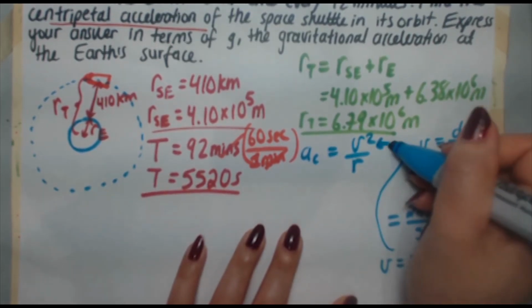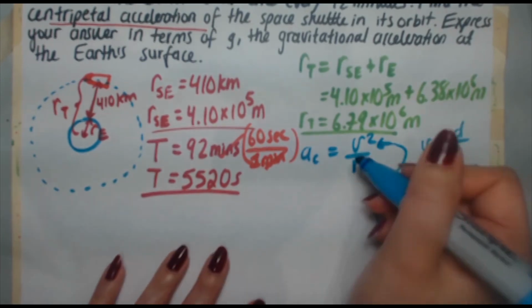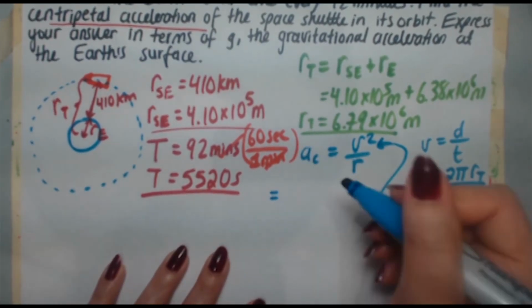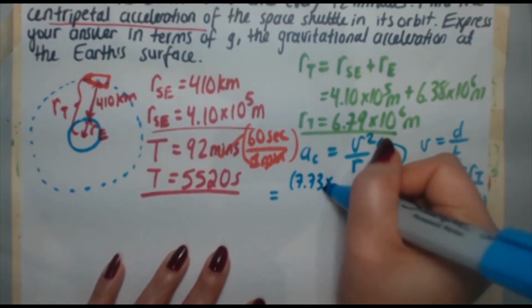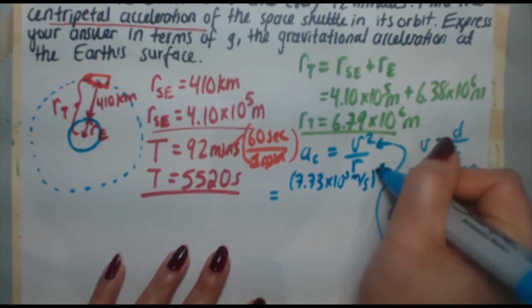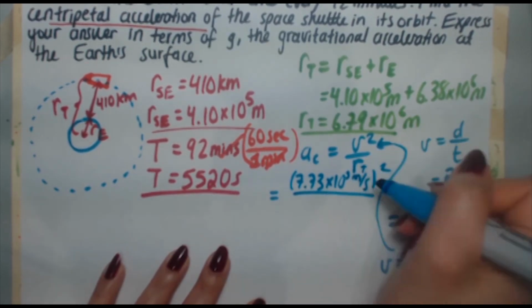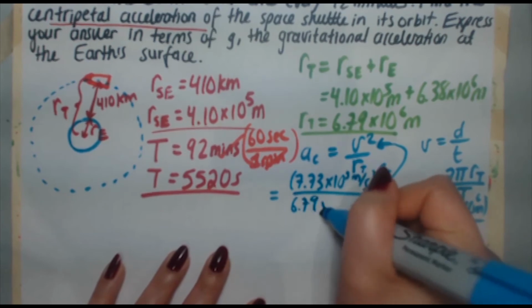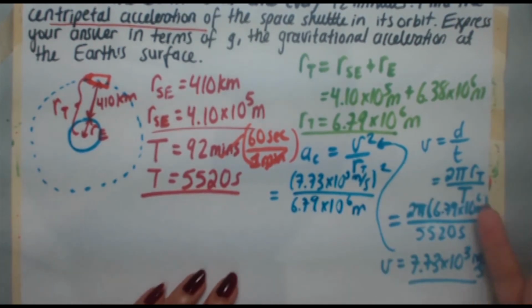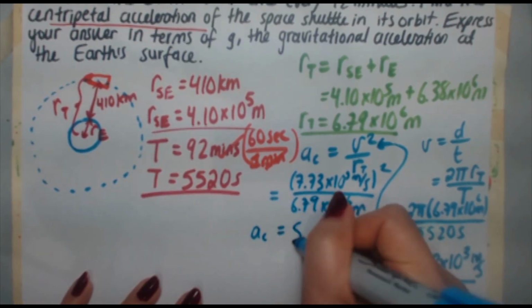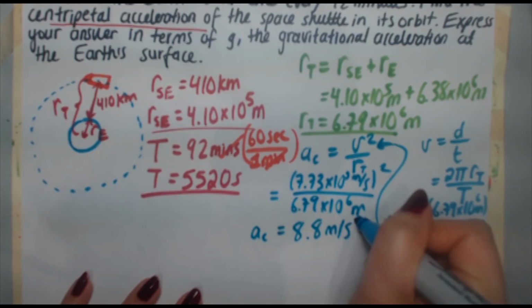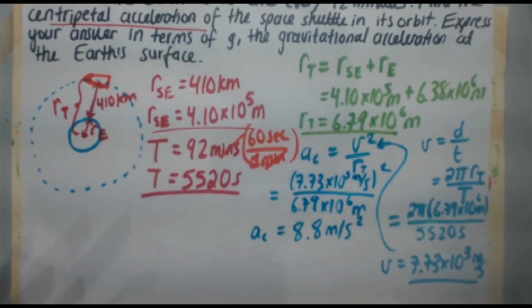You can plug that in over here. Now a_c is v squared over r, so we do 7.73 times 10 to the 3 meters per second, squared, divided by R_T, 6.79 times 10 to the 6. You could have just as easily used the other formula, plugged it in here and simplified it a bit. Both ways work. If you plug that in and solve, you get the centripetal acceleration is 8.8 meters per second squared. So there's the acceleration.